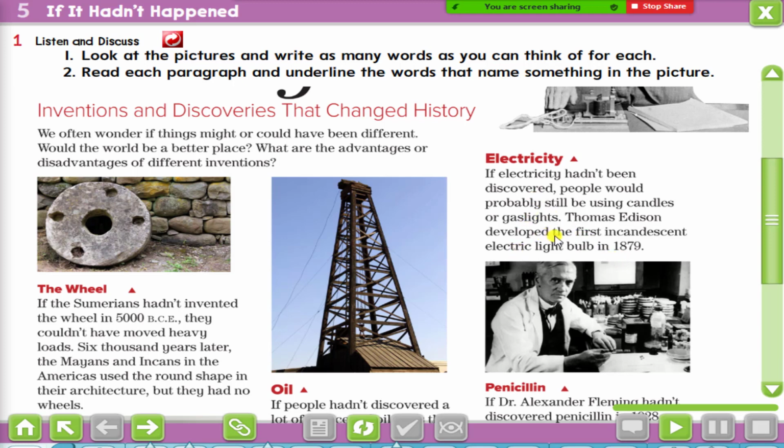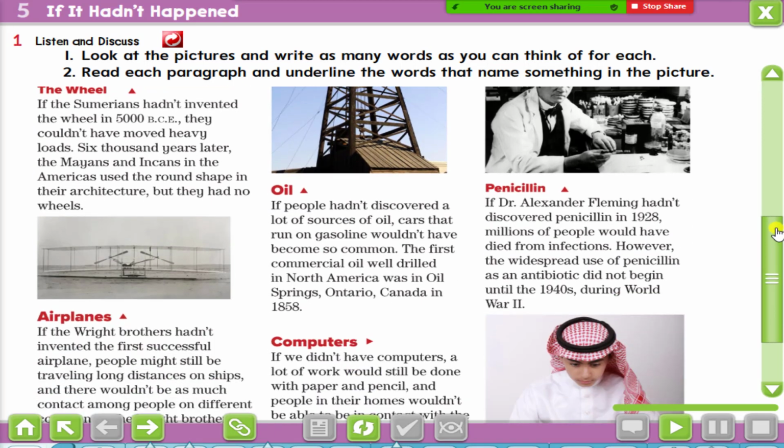Here, Thomas Edison was the first one to invent the bulb. You know bulb, which we use to light the dark. Okay, and here the word incandescent. Incandescent means bright light. The first bright light, or electricity bright light. Okay, the next invention is penicillin.